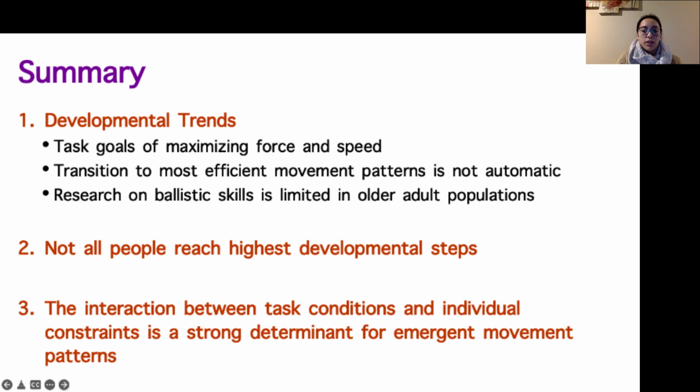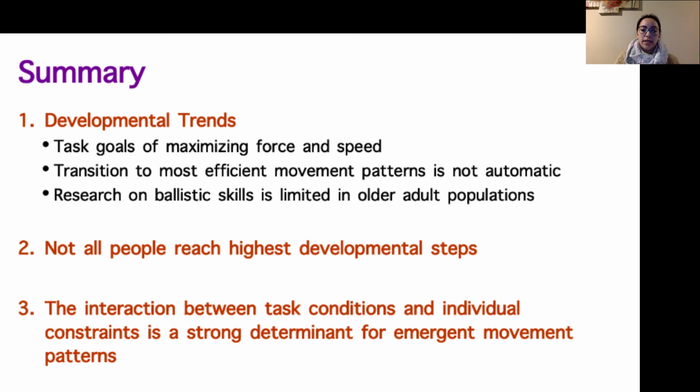Additionally, various components or actions within each ballistic skill tend to develop at different rates. So the arms might develop slower or faster than the legs, which I think is pretty apparent in some of the steps that we've reviewed throughout the lecture for these various skills.